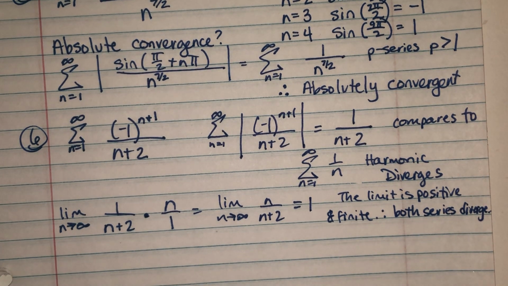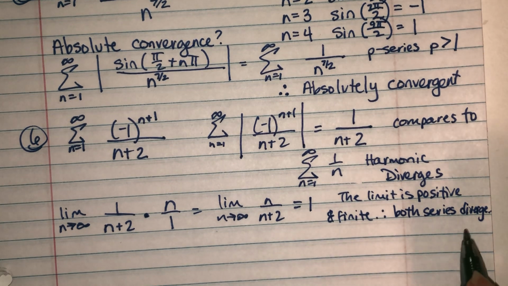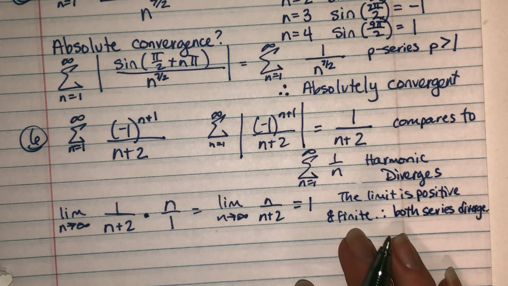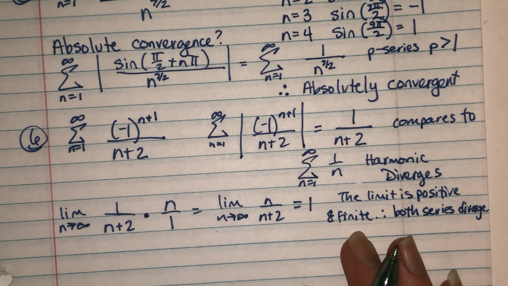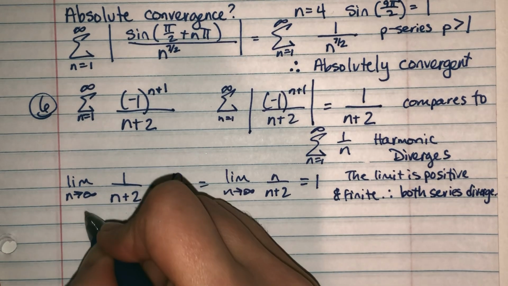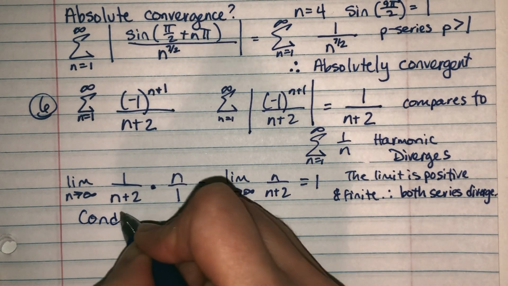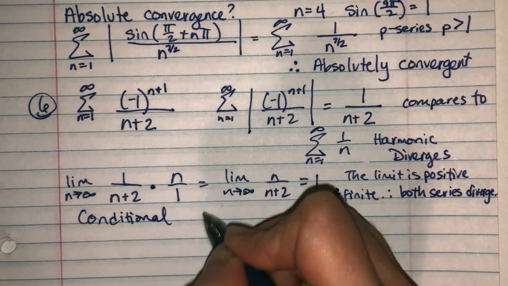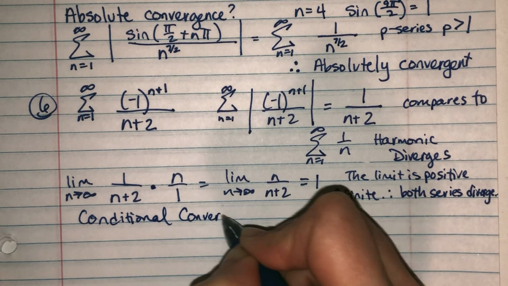And that's by the limit comparison test. So remember, this was our test for absolute convergence. So it is not absolutely convergent, but it still could be conditionally convergent. So let's check for conditional convergence next.